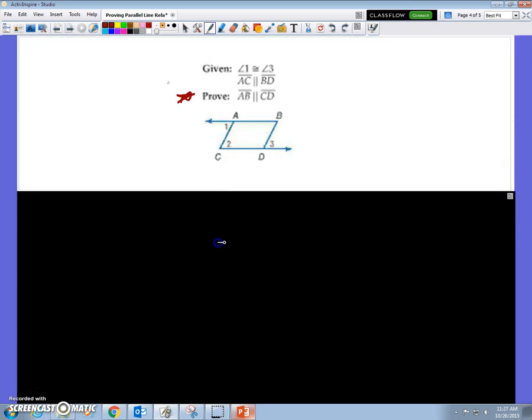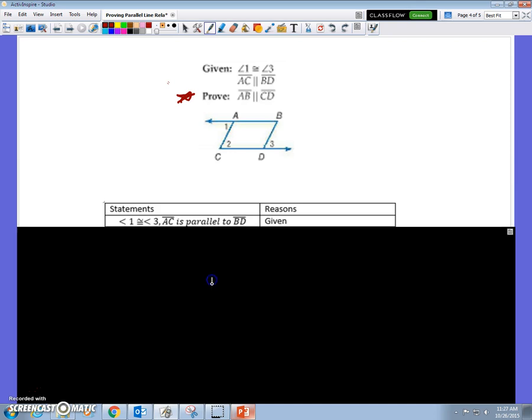So we're going to start with what's given to us. It says angle 1 is congruent to angle 3. Ooh, alternate interior angles. And AC is parallel to BD. So these are parallel. It doesn't say anything about line AB and CD, but we can figure it out.